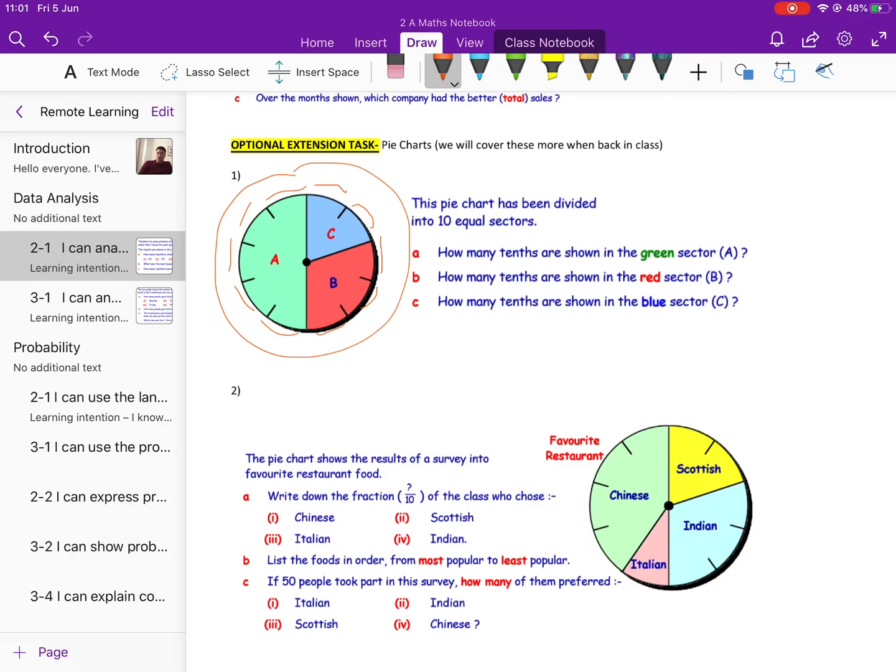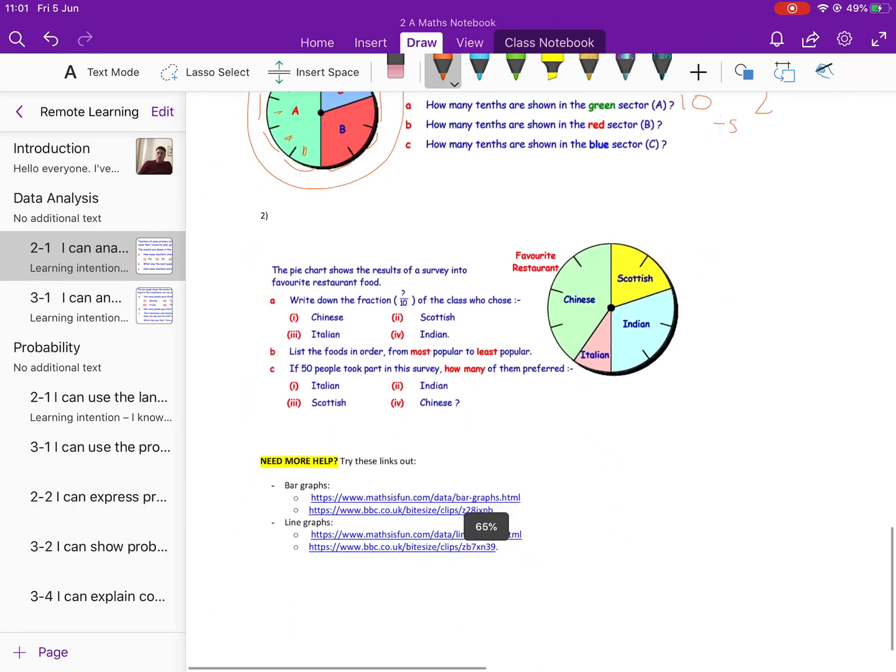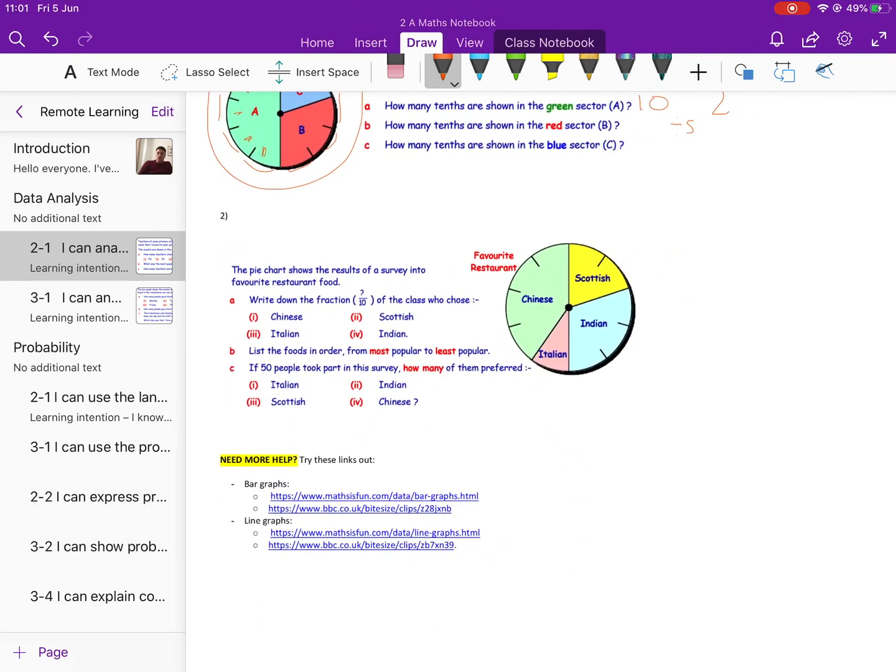So if I just do this one for you, we'll see there are 1, 2, 3, 4, 5 sections. So that is 5 tenths in the green section, which we can simplify down to a half if we divide the top and the bottom by 5. And it's just the same for the rest, and similarly for question 2 in that one. But this is a wee optional extra task.